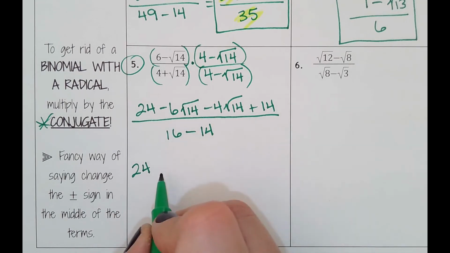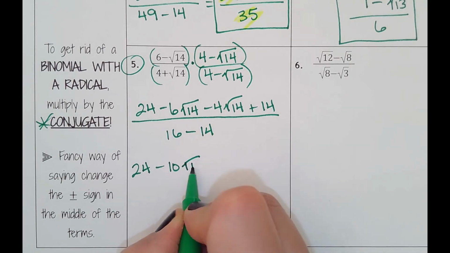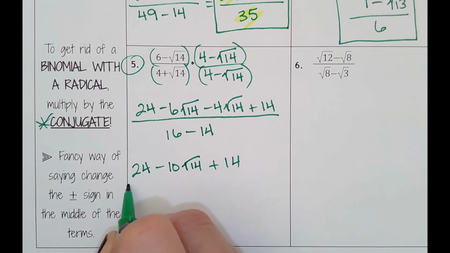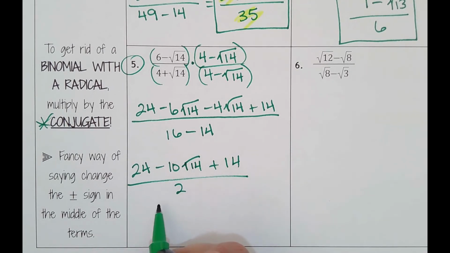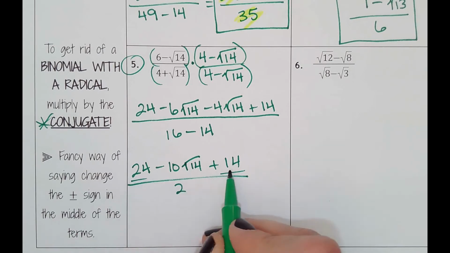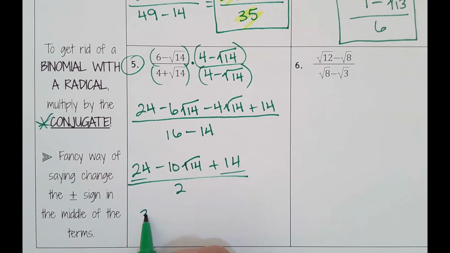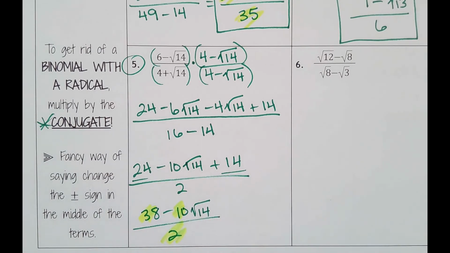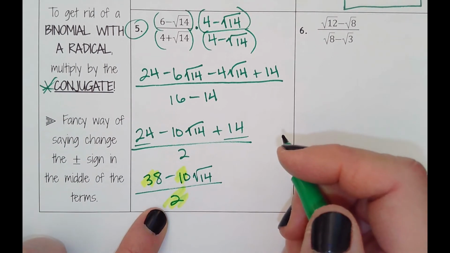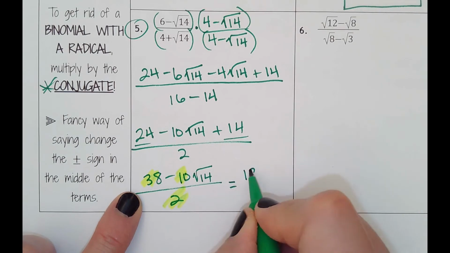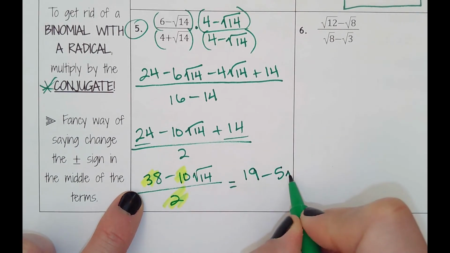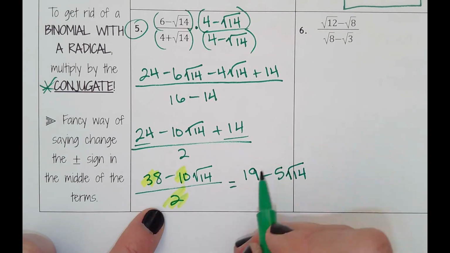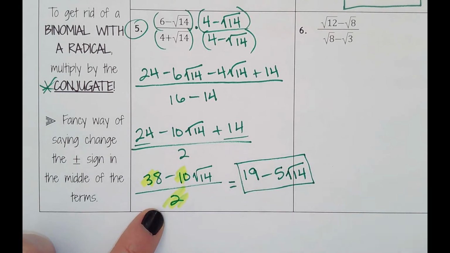So what I've got right now is 24 minus 6 minus 4, or more precisely negative 10 square roots of 14, plus 14, all over 2. Combine your like terms. 24 plus 14 would be 38. And then you need to see if all three numbers can be divided by something. Yes, you could divide out a 2. So 38 divided by 2 would be 19. 10 divided by 2 is 5. Don't touch the radical. And then 2 divided by 2 is 1. So actually I don't even need a denominator. That would be your answer.